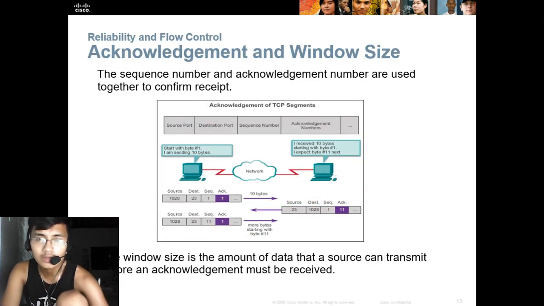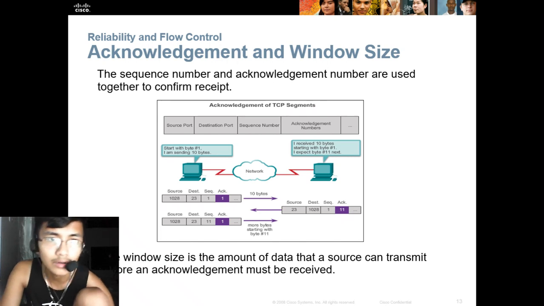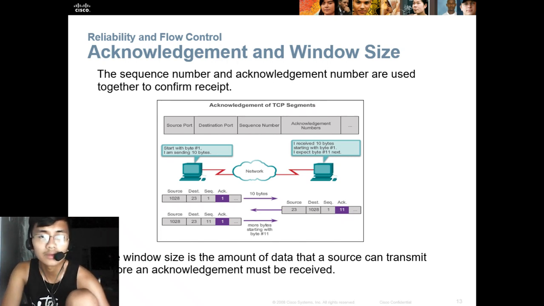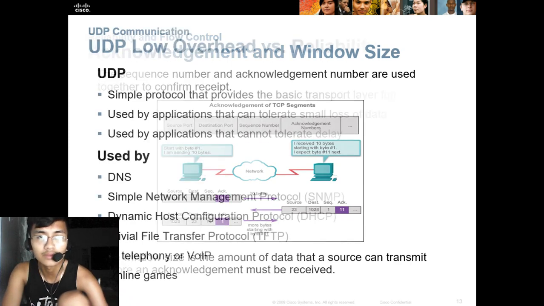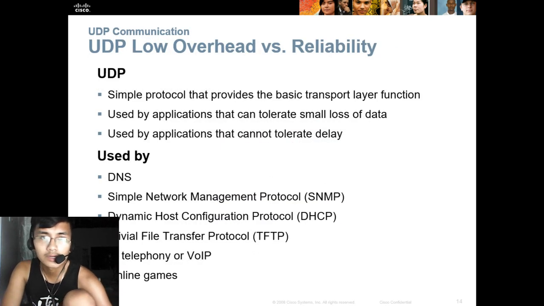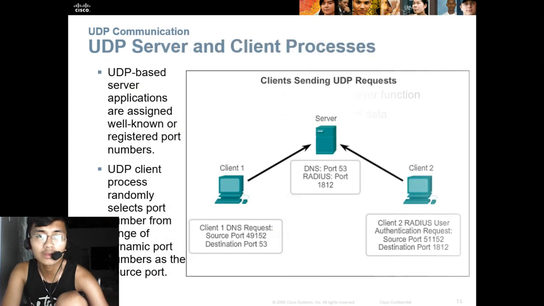Acknowledgement and window size: the sequence number and acknowledgement number are used to confirm receipt. The window size is the amount of data that the source can transmit before an acknowledgement must be received. UDP is a simple protocol that provides the basic transport layer function. It is used by applications that can tolerate small loss of data and cannot tolerate delay. It is used by DNS, simple network management protocol, dynamic host configuration protocol, trivial file transfer protocol, IP telephony or VoIP, and online games.